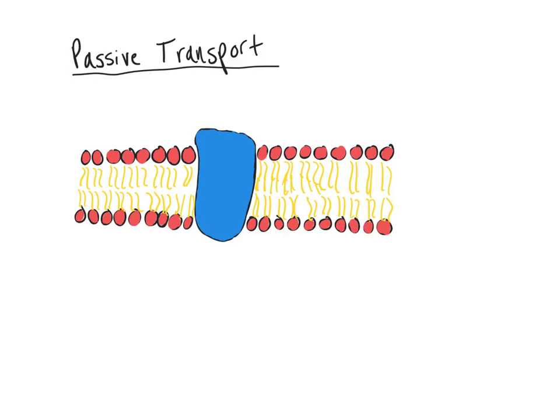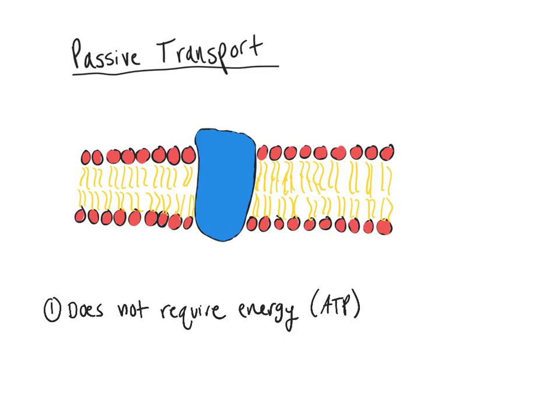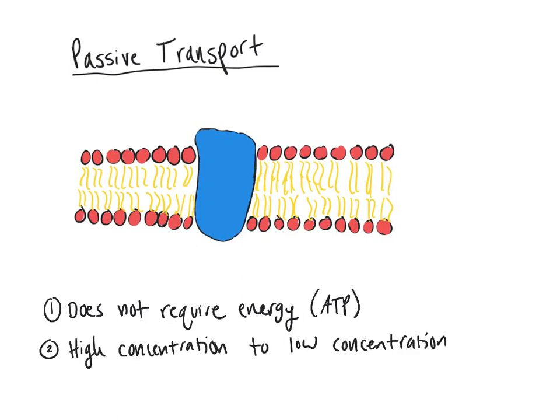There are a couple different types of passive transport, and they have a few things in common. One, they do not require any energy or ATP, and it also always involves a molecule traveling from high concentration to low concentration. Let's say, for instance, there's a high concentration of a molecule outside the cell here.